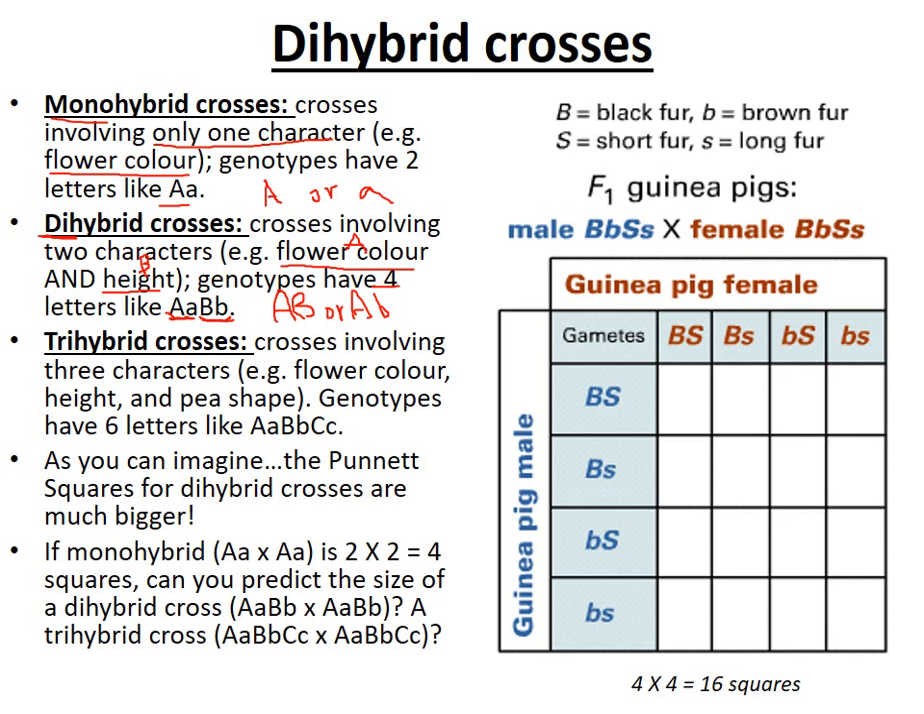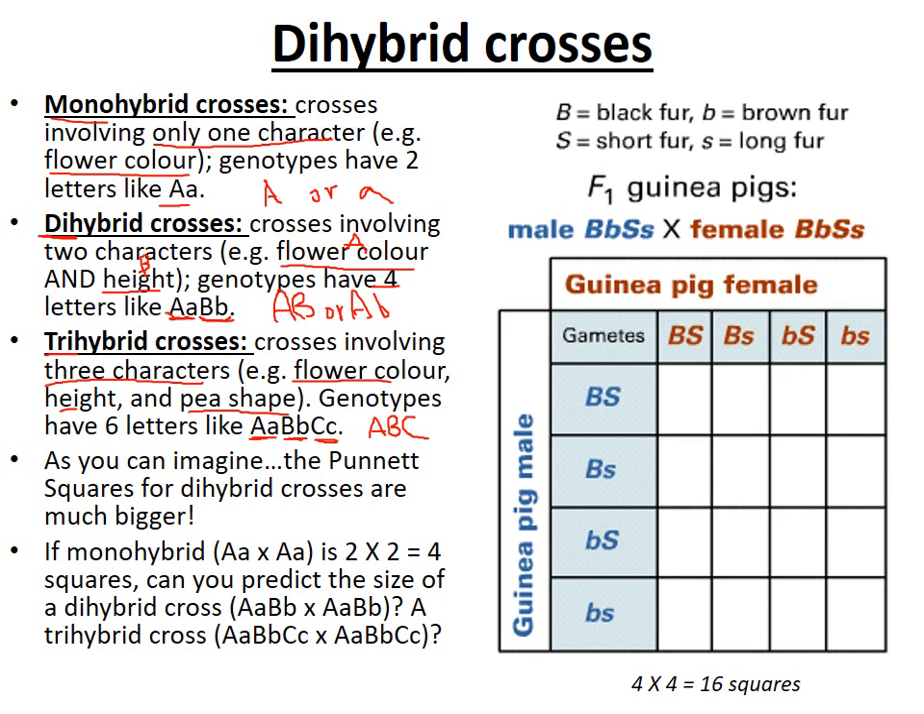You could have trihybrid crosses, where you deal with three characters at a time. So it could be flower color, height, and pea shape. And for each of those characters, you have two alleles: big A, little a for the flower color, big B, little b for the height, big C, little c for the pea shape. For each of these characters, the individual here happens to be heterozygous. And as you guessed it, the gametes would have three letters. So an example would be big A, big B, big C. And I'll show you how to figure out the gametes for dihybrids and trihybrids and more later on.